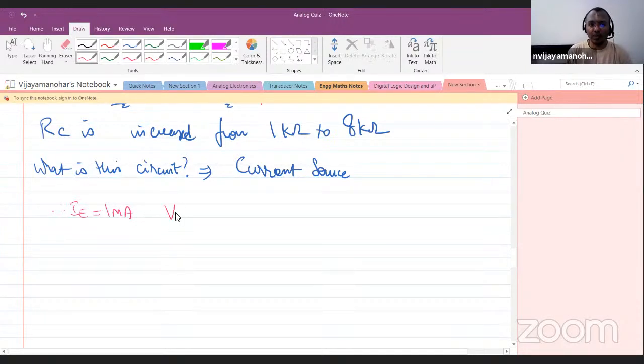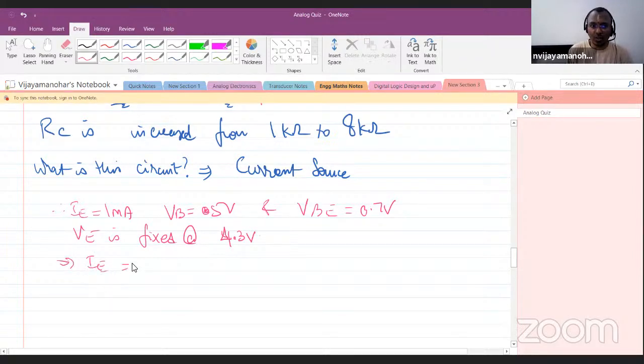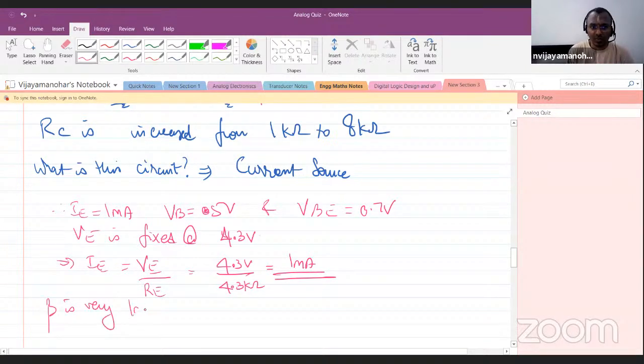Why is it fixed? Because VB equals 5 volt and VBE equals 0.7 volt, VE is fixed at 4.3 volt, which implies IE is equal to VE divided by RE, which is 4.3 divided by 4.3 K, which is 1 milliampere. This is fixed. And beta is very large. Beta is very large means IC equal to IE, which implies IC equal to 1 milliampere.